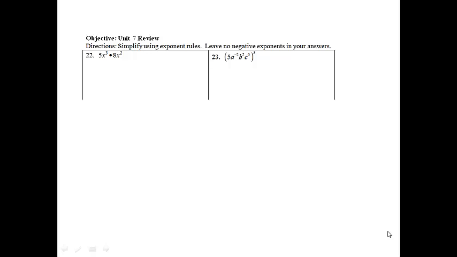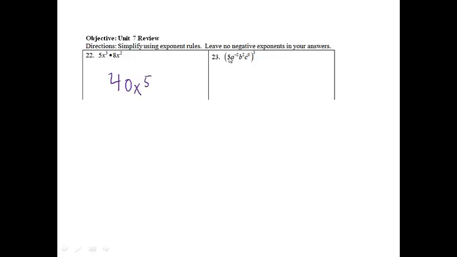Unit 7 review directions. Simplify using exponent rules. Leave no negative exponents in your answers. All right, on number 22, 5x to the third times 8x squared. Remember, we multiply the normal numbers, so 5 times 8 will be 40. And then we get to add our exponents, so 3 plus 2 will give me x to the fifth.